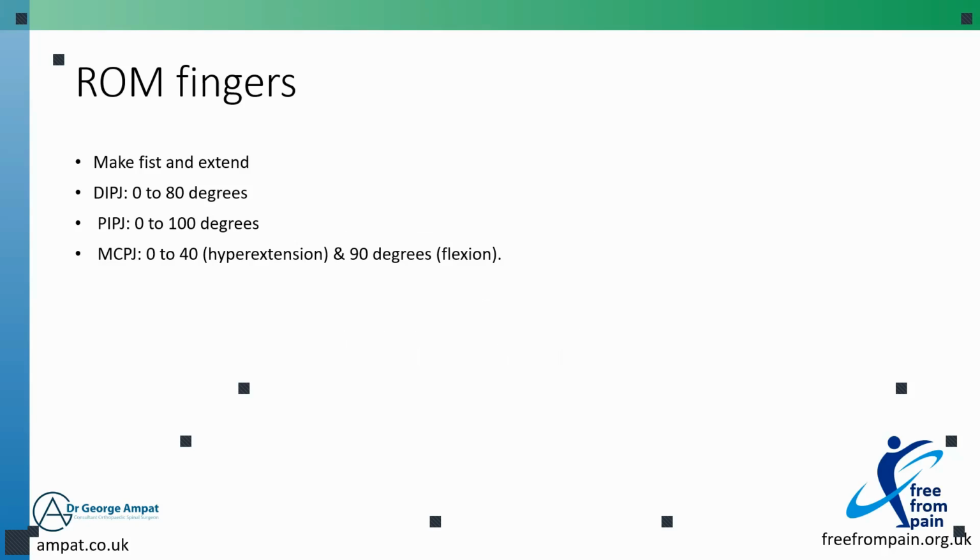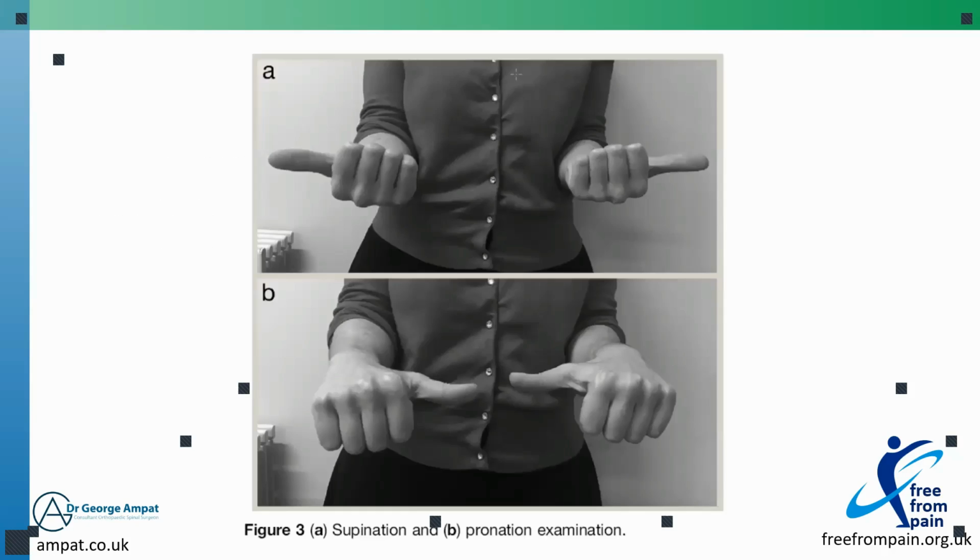In the distal interphalangeal joint, you may have about 0 to 80 degrees. In the proximal interphalangeal joint, you have 0 to 100. And in the MCP joint, the metacarpophalangeal joint, it is from 0 to 40 degrees, or sometimes 0 to 90 degrees if it is in full flexion.